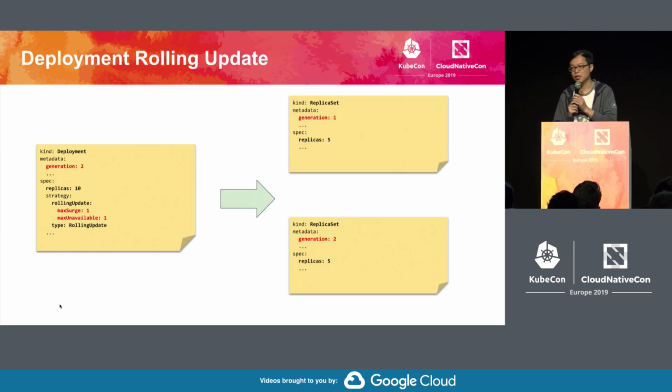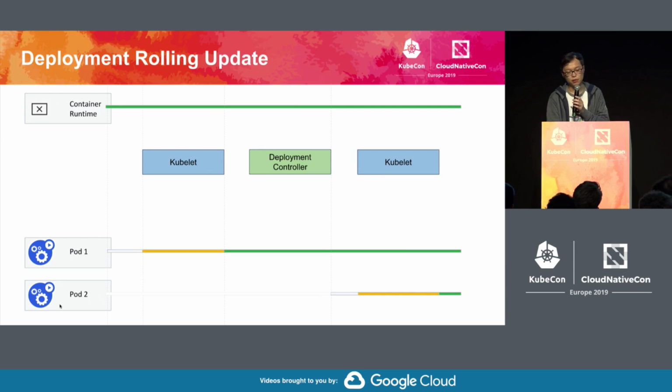What happens underneath is that the deployment controller, in the case of a rolling update, is juggling between 2 replica sets. In this example, it's in the middle of a rollout, and you can see the generation 1 replica set has replica 5, and the generation 2 replica set has replica 5. That means we have 5 old pods and 5 new pods.